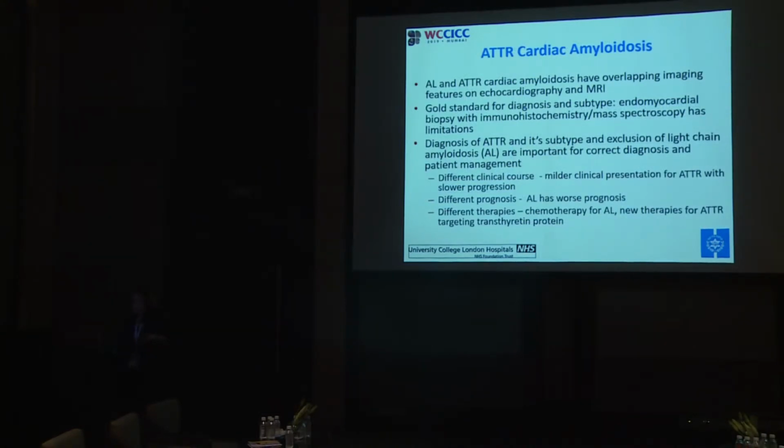So as we saw, AL and ATTR cardiac amyloidosis have overlapping imaging features on echocardiography and MRI. And on the other hand, we know that it's very, very important to make the correct diagnosis. Also because there is a mild clinical presentation for ATTR, there is a different prognosis, and AL has worse prognosis, and also, and most importantly, the therapy is different because there are new therapies now for ATTR, specifically targeting the transthyretin protein. And the gold standard for diagnosis and subtyping is endomyocardial biopsy, but we know that this has its own limitations.